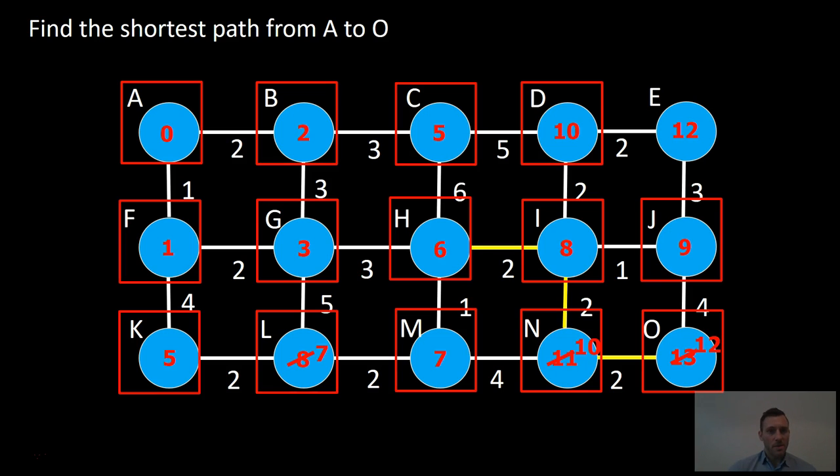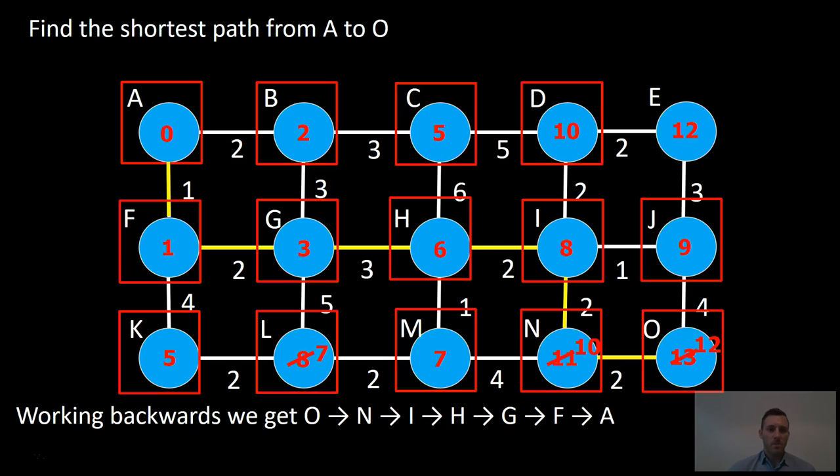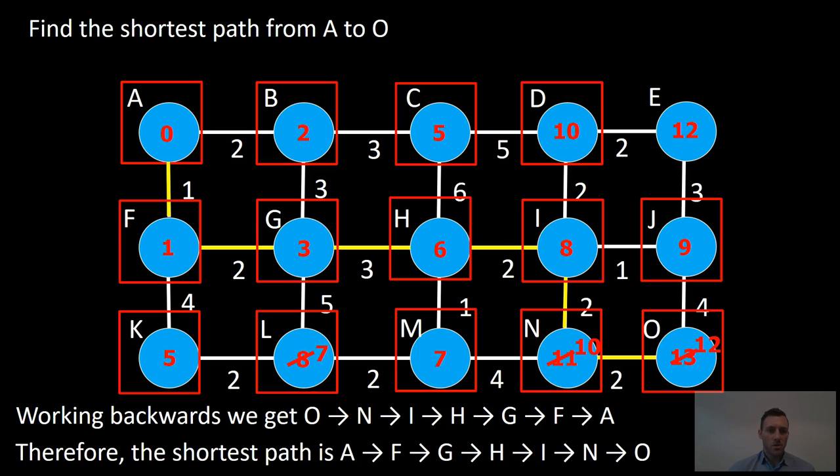If we went left, 6 take 3 is 3, so I think we'll do that because it's going to make the shortest path. And then we go 3 take 2 is 1, and 1 take 1 is 0. Now we've found the shortest path. Working backwards, we get O goes through N, I, H, G, F, and A. So the shortest path is A, F, G, H, I, and O.